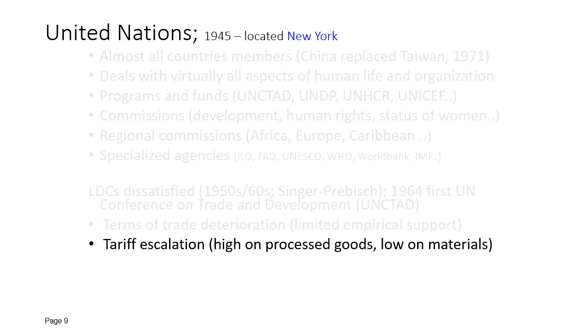Also, there was a look into tariff escalation, and they found that in general, the tariffs on processed goods were a lot higher, and on materials were lower. So what does that mean for these developed countries? What are the countries that are having the processed goods, the manufactured goods? Those are mostly the developed countries. So these manufactured goods are now getting the higher tariffs. What is that doing? Making the product a lot more expensive for a least developed country to purchase.